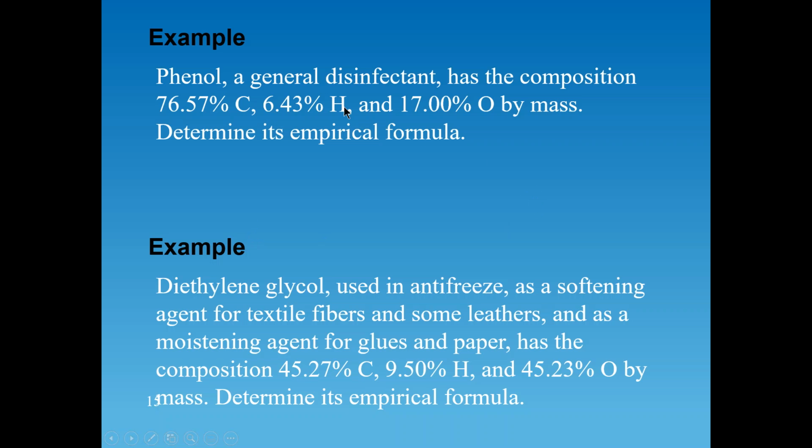So the first example here, they gave you some information about this compound phenol. They gave you the mass composition data: 76.57% of it is carbon, 6.43% of it is hydrogen, and the rest, 17.00%, is oxygen by mass. And the question is asking for you to determine the empirical formula.